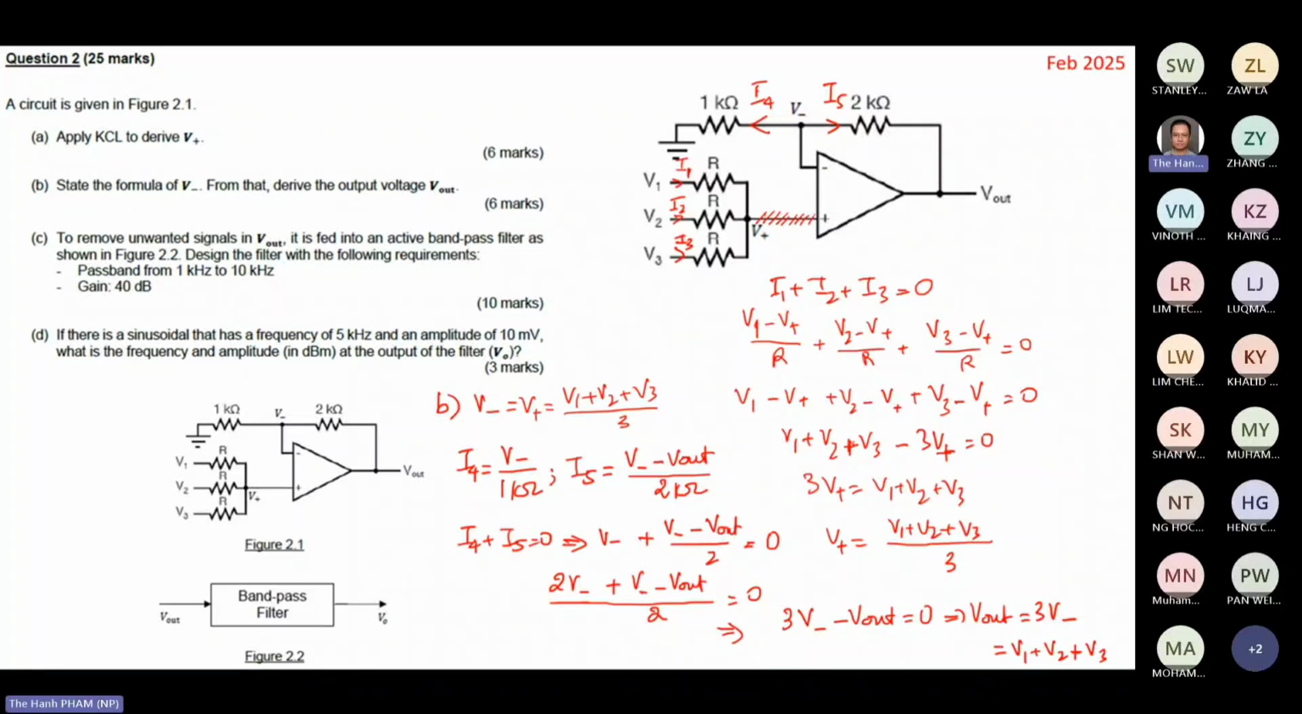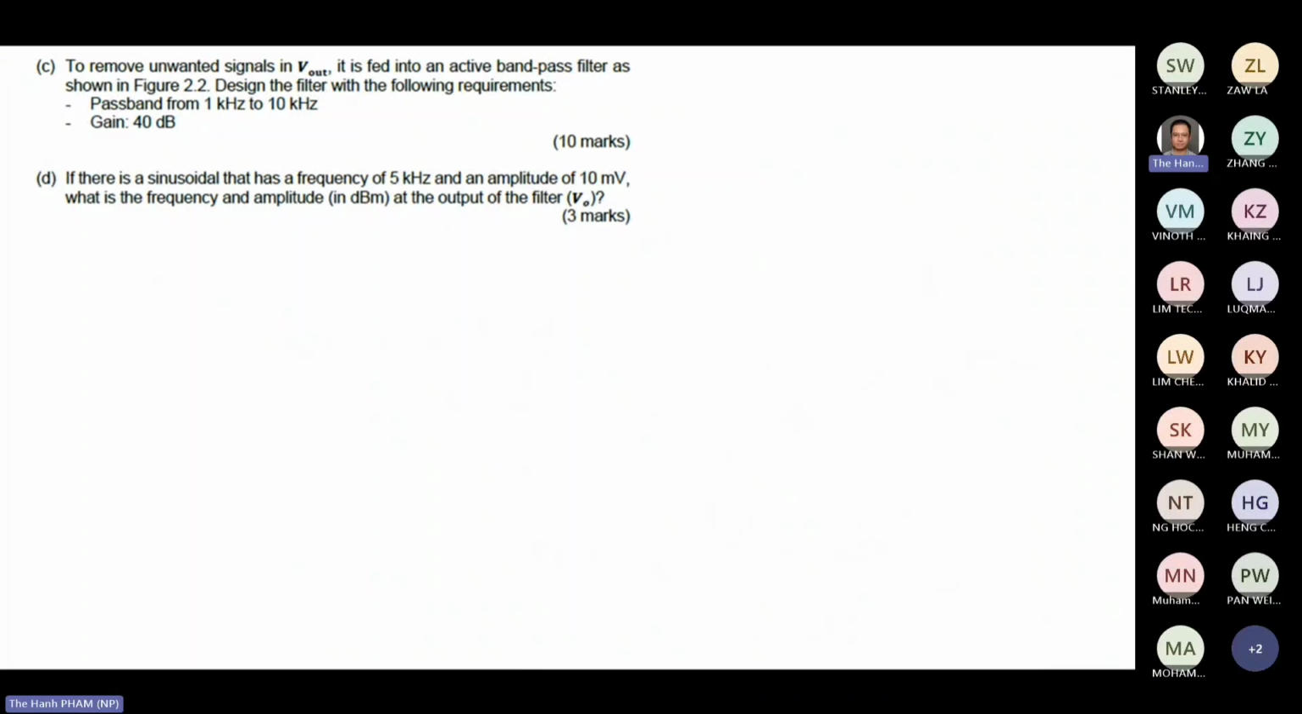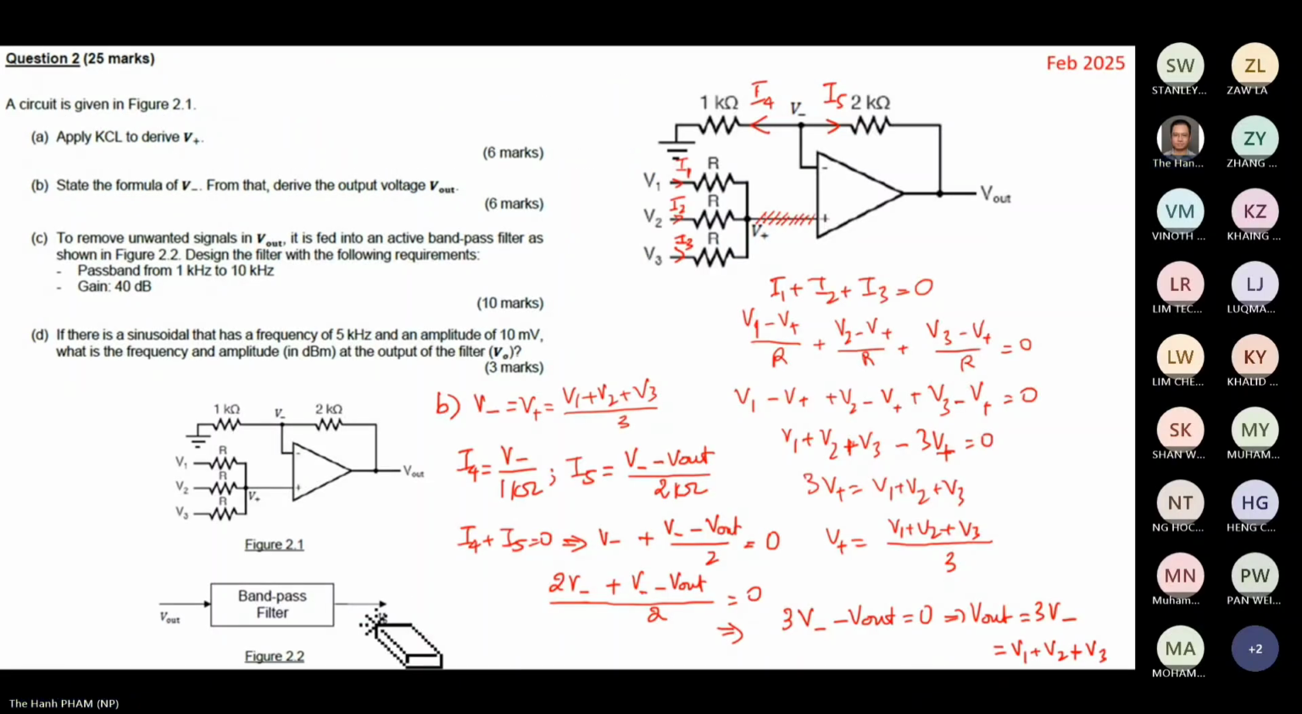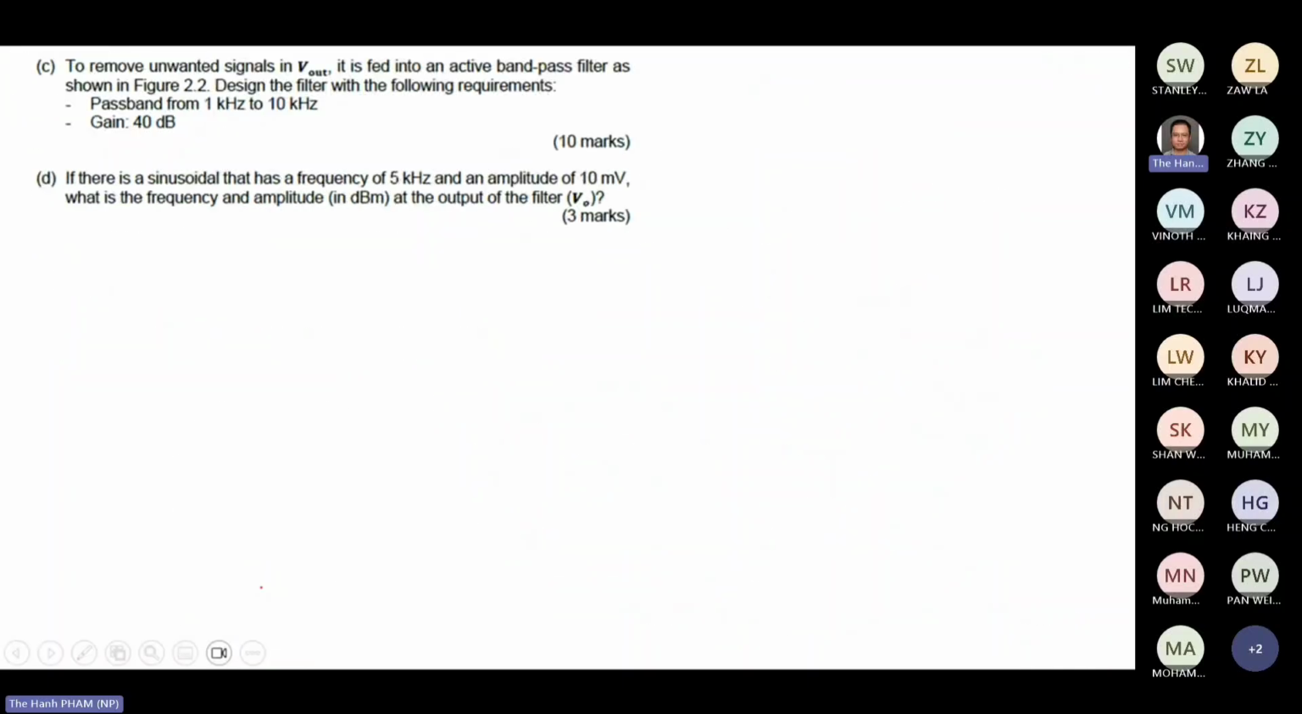Now question C and question D are similar to what we have done in our tutorial, also quite similar to the quiz, because it is about the filter here, right? Bandpass filters. So what they want is the pass band to be 1 kilohertz to 10 kilohertz, and they want a gain of 40 dB. So a few things.